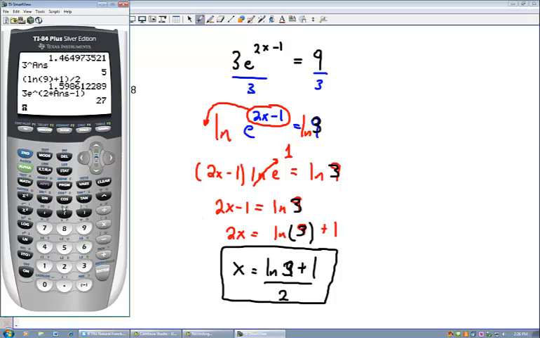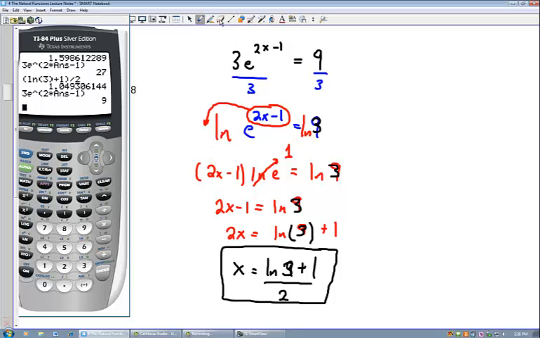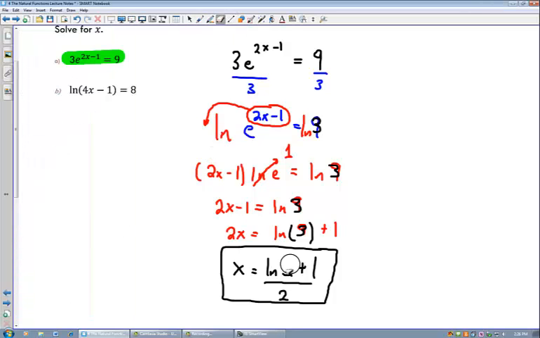So I can hit second, enter, and change that 9 to a 3. Hit enter, hit second entry. So now I put it into that equation, and I get out 9. All right, so be careful. It's real easy to make these little silly mistakes. I do it all the time. So x is ln of 3 plus 1, all divided by 2.